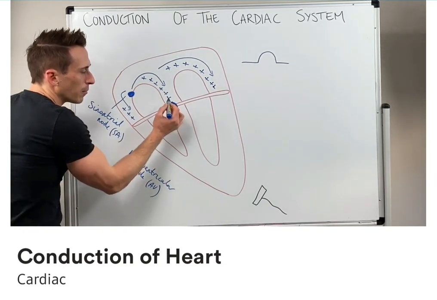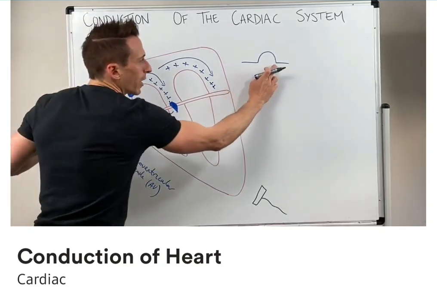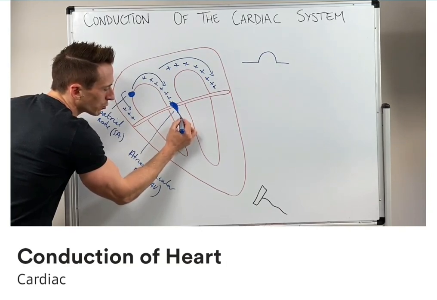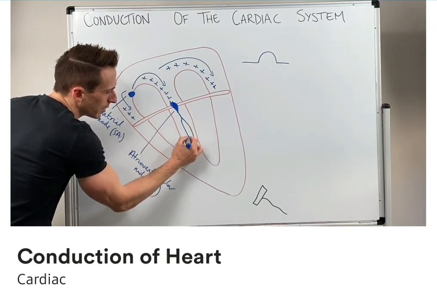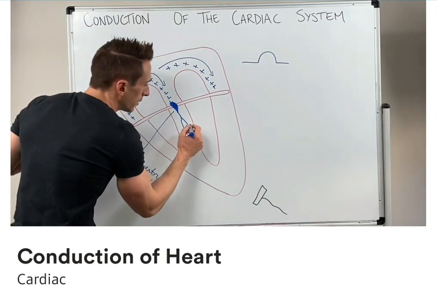Now, this has a little pause of around 0.2 of a second, and that's why we have this little flat line. But then it sends this positive charge through specialized fibers. These specialized fibers are called the bundle of His.